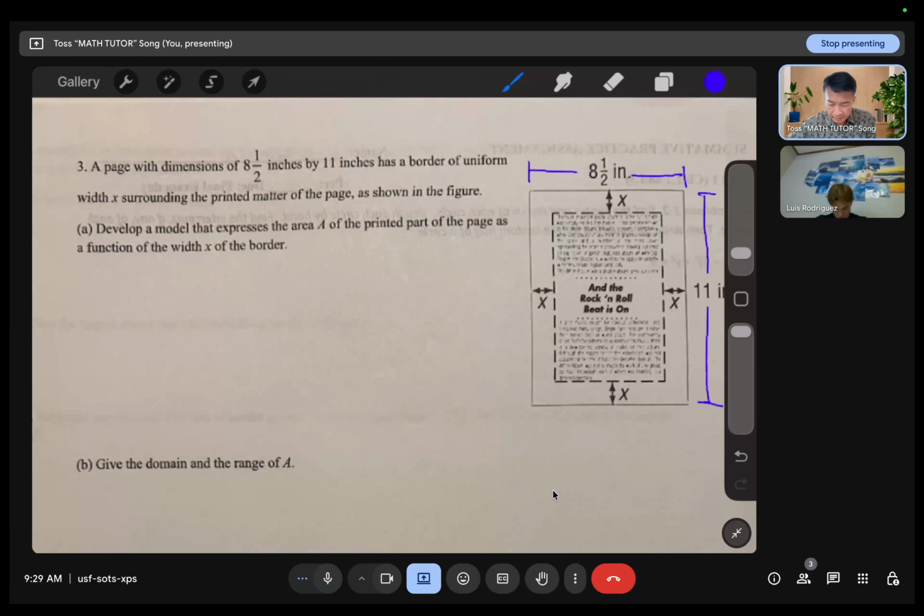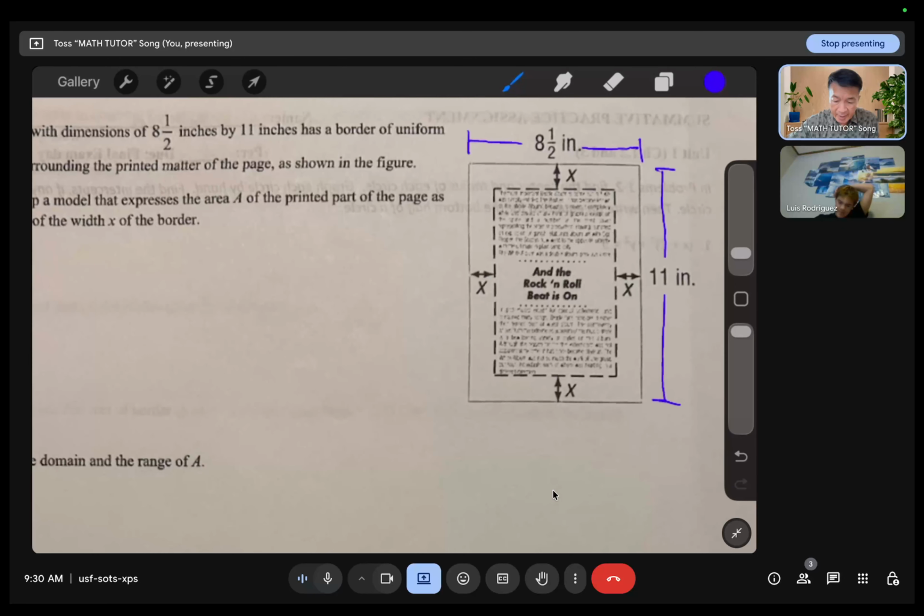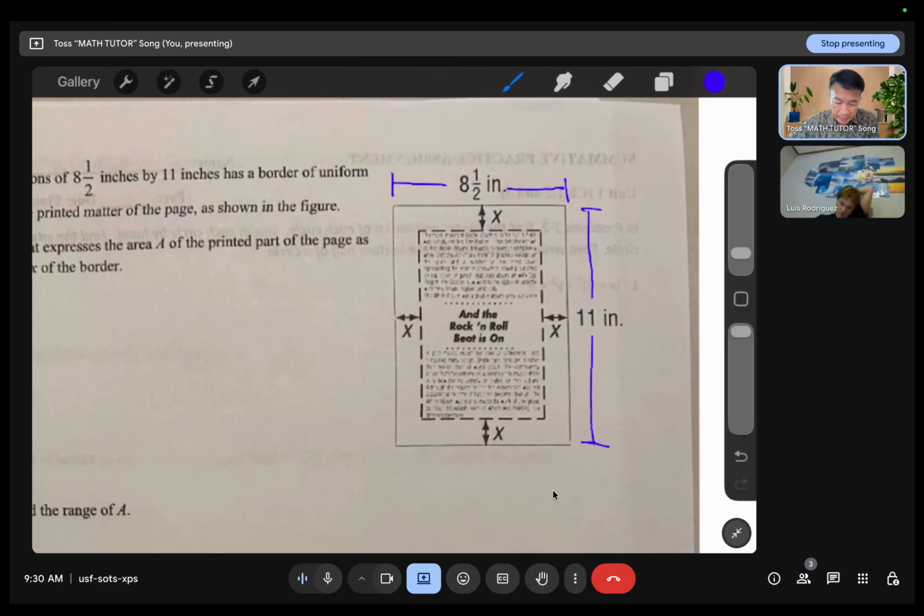Surrounding the printed matter of the page, as shown in the figure. Develop a model that expresses the area A of the page as a function of the width x of the border. Now, I believe they want develop a model that expresses the area A of the printed part. So this is what they want. You agree?